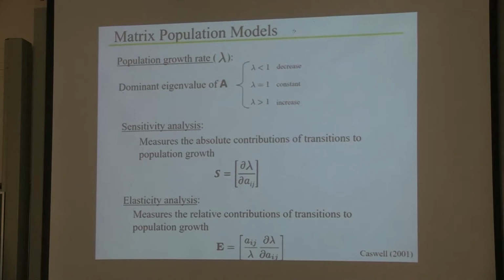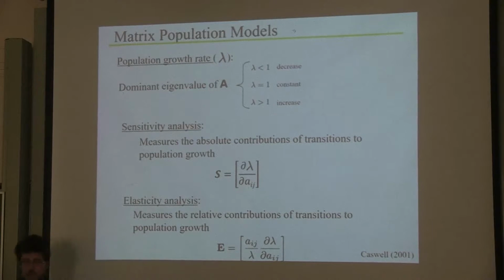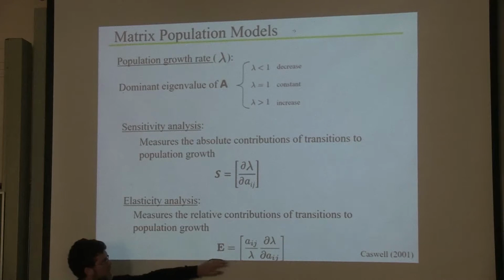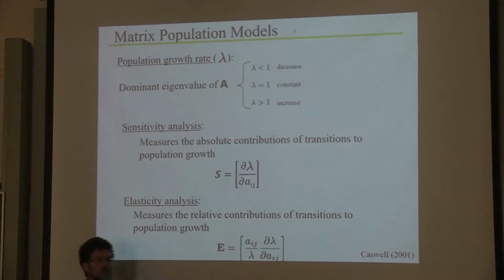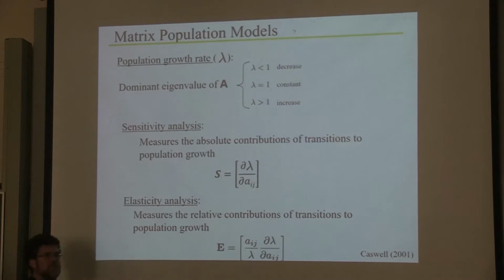And elasticity is just a scaled measure of sensitivity. And we can think about that as the proportional change in the eigenvalue to the proportional change in the Aij. So there's a scaling here. And this is because we could measure the Aij's in different units, perhaps, and we want to be sure we're comparing apples to apples.